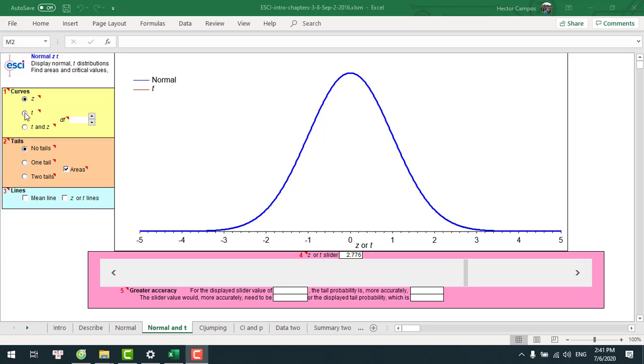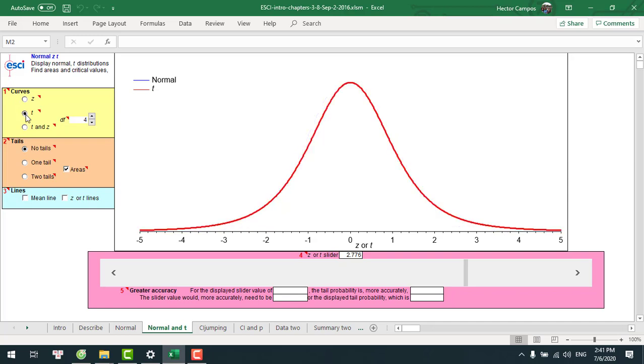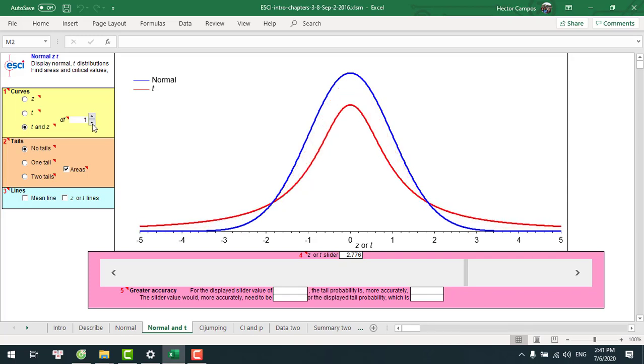Now I'm going to add a t-curve on this graph. That would be a t-curve. Now when we compare a t-curve with a z-curve, notice that we have two main differences. One, the t-curve, the red curve here, is flatter, and is also fatter on the sides. So notice that a t-curve compared with the z-curve is flatter at the top and fatter on the sides.